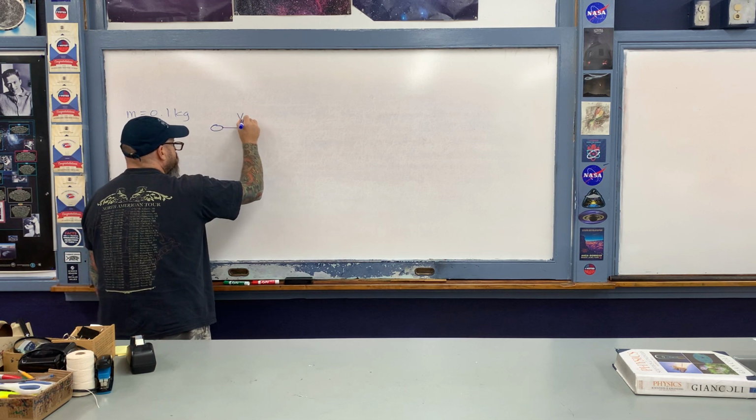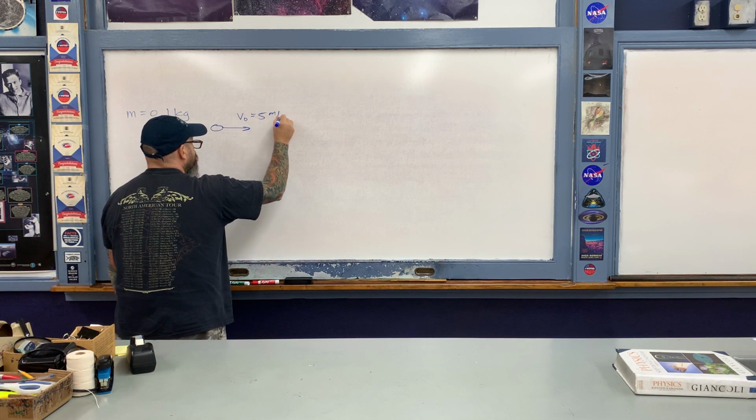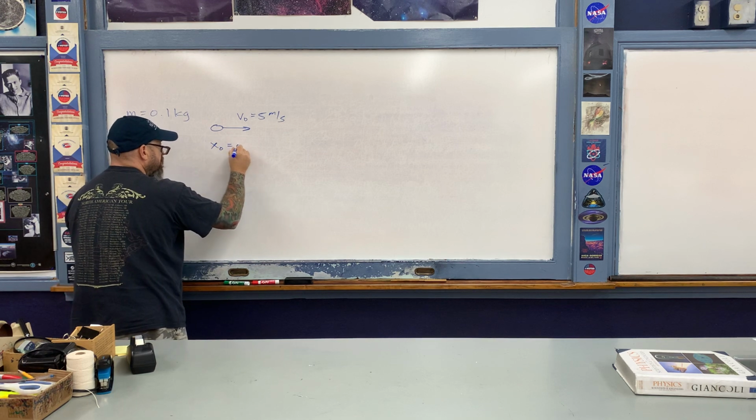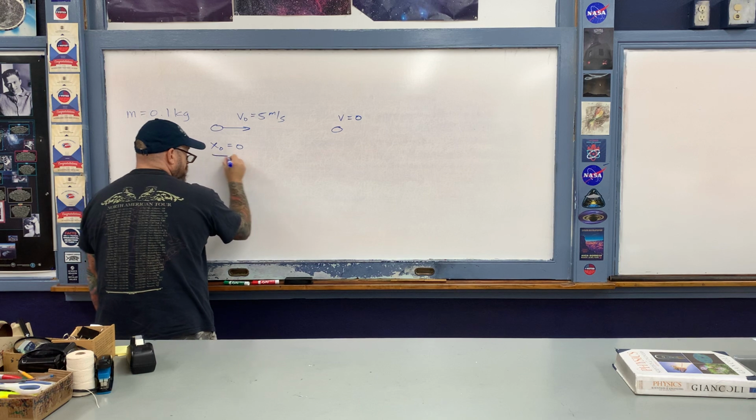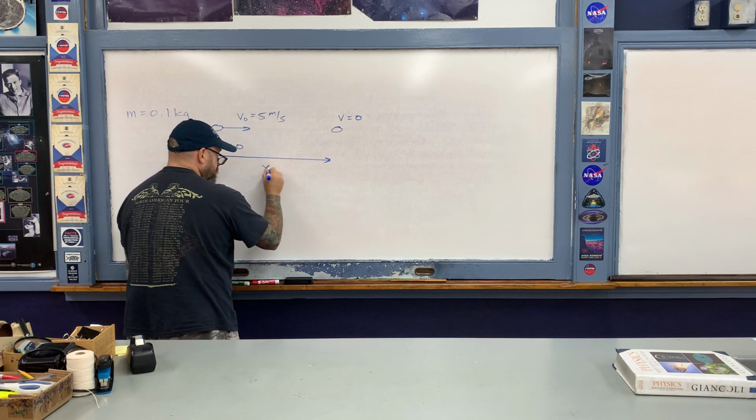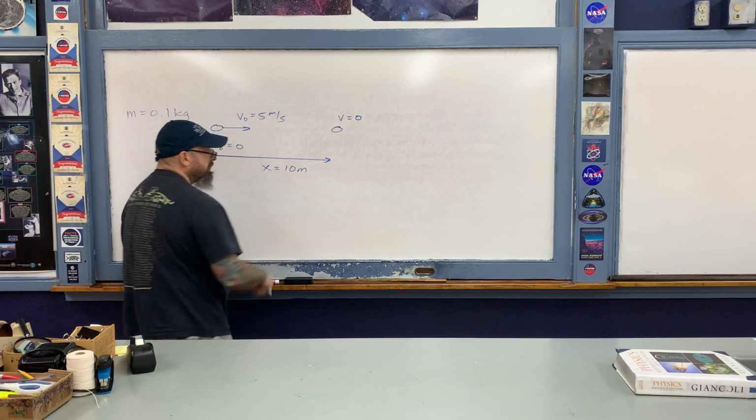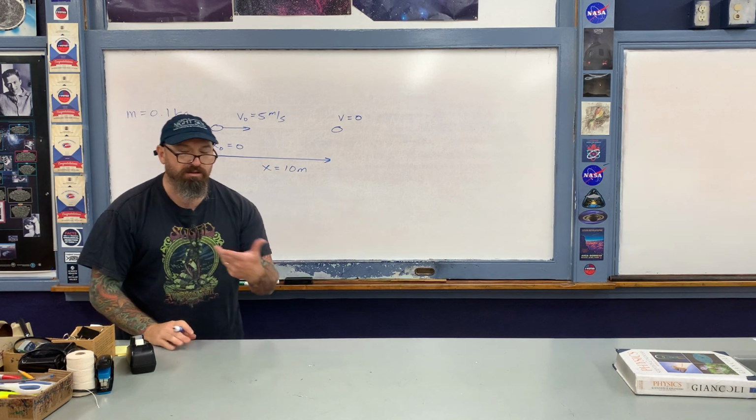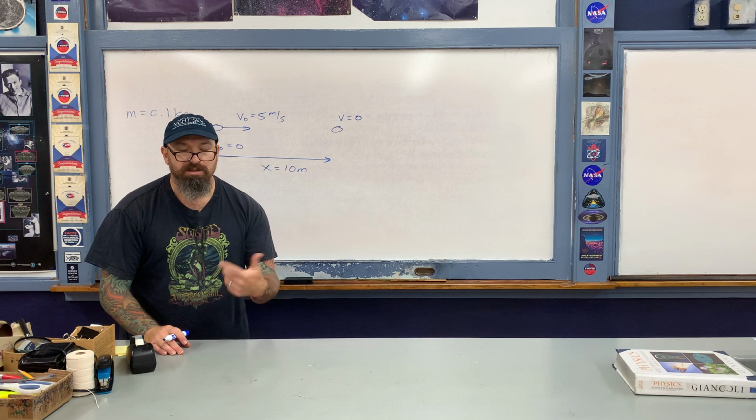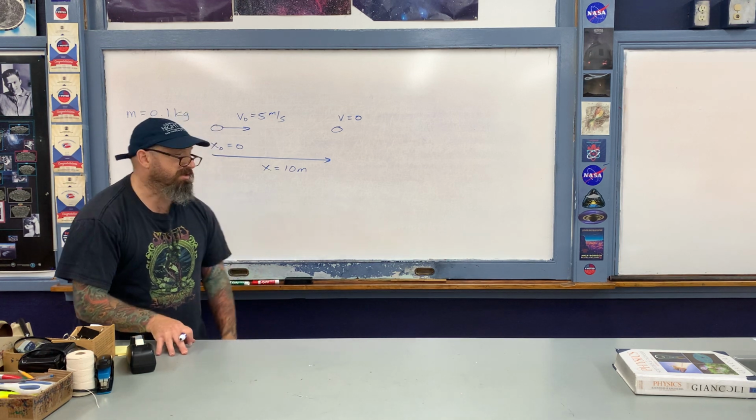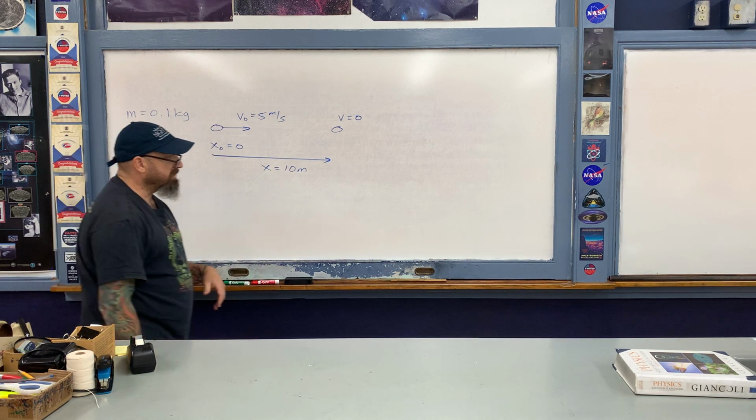So the puck is initially moving to the right-hand side at 5 meters per second. Let's say it starts at the origin. It slides to rest over here with a final speed of 0. Right here is the displacement x that's given to us as 10 meters. And then what we're going to do, like in the earlier version of this example, is use the third kinematics equation to calculate the acceleration.